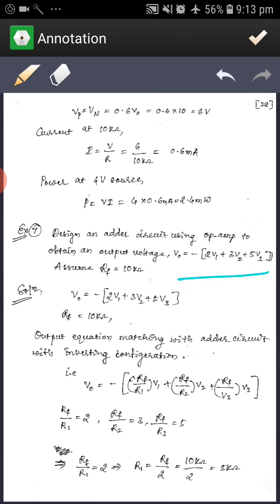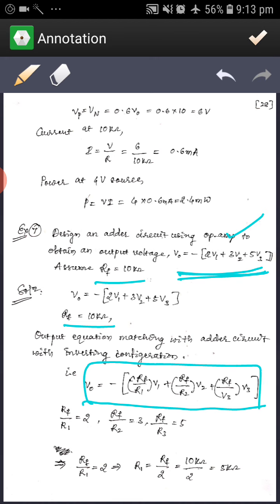Now this problem is with respect to an adder. We know that an adder gives V0 equal to minus (V1 plus V2 plus V3) when all the resistors are equal. Here the resistors are not the same. So we know that the adder circuit is V0 is equal to minus (RF by R1 into V1 plus RF by R2 into V2 plus RF by R3 into V3).